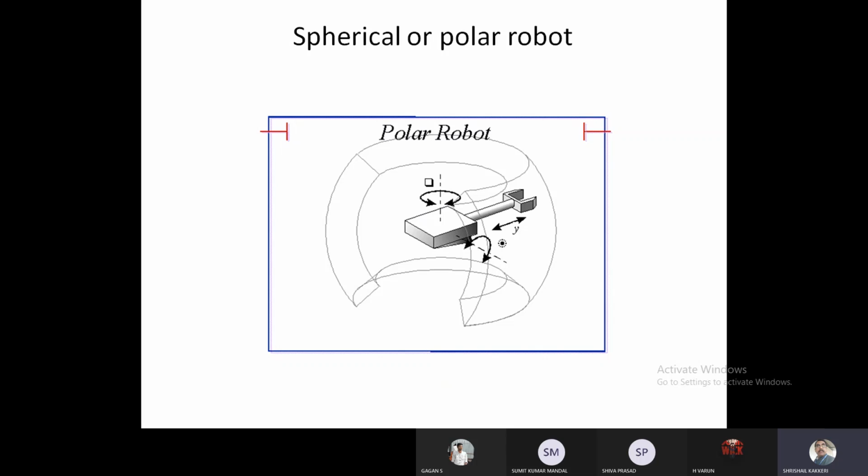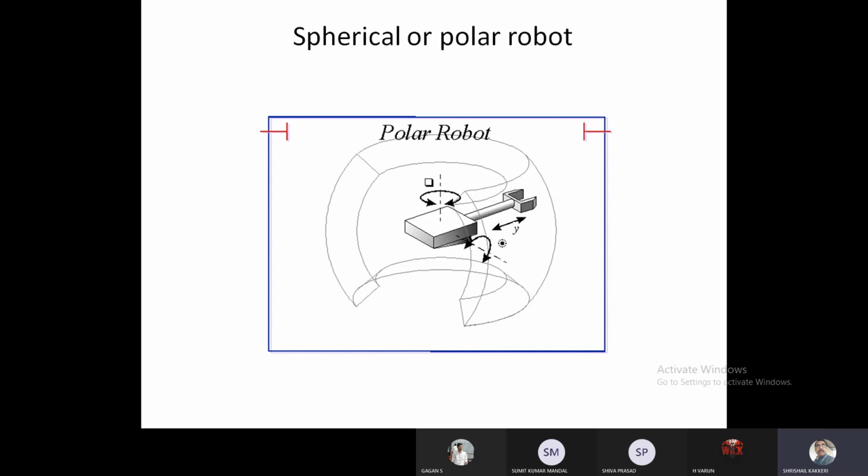These robots can be used because of only one point: the two rotational joints are there. And the mechanical stability of these robots will be lesser than the cylindrical and the Cartesian coordinate robots. So once the mechanical stability is not good enough, the accuracy and repeatability will not be good enough as compared to cylindrical and Cartesian coordinate robots. Any points to discuss in this?